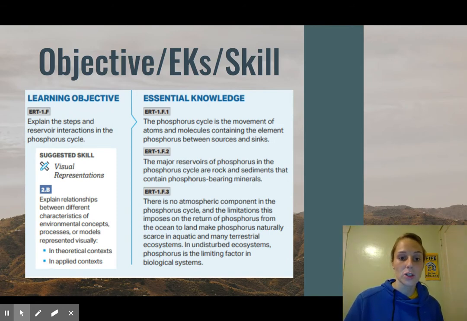Some of the essential knowledge that you're going to gain is how the phosphorus cycle works, the movement of the atoms and molecules in this cycle, the major reservoirs that you have, and the fact that there is not an atmospheric component in the phosphorus cycle. So we'll learn about some of the limitations that go with that. And the suggested skill that you're going to practice is to explain relationships between different characteristics of environmental concepts, processes, or models represented visually in theoretical contexts or in applied contexts.